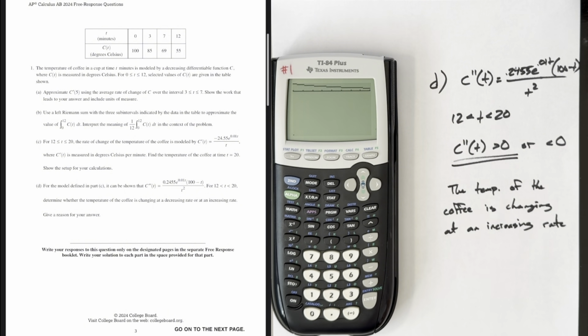So this question winds up really nicely. We don't have to check for any intersection values to split it up into separate subintervals because it's positive the entire time, giving us the answer for part D. So that's all we got for question number 1 on the 2024.